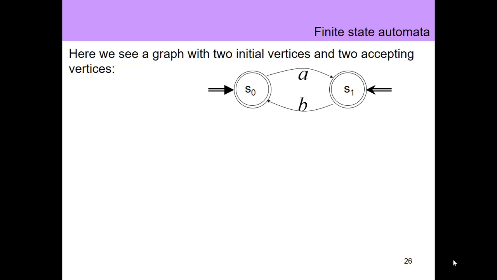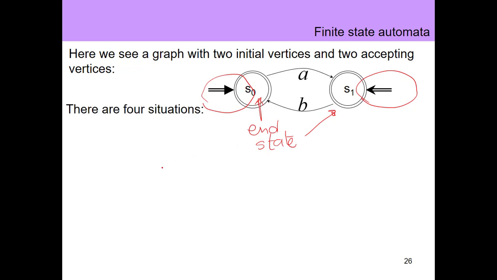Okay, in this graph, we see that there are two starting possibilities. We can start either at S0, so in this position, or we can start in S1, this entry point. So then we have more possibilities. And in fact, we can start at two positions, but there are also two end states. This is an end state, but this one is also an end state. So I can start at two positions and I can end in two positions. So in total, there will be four possible combinations.